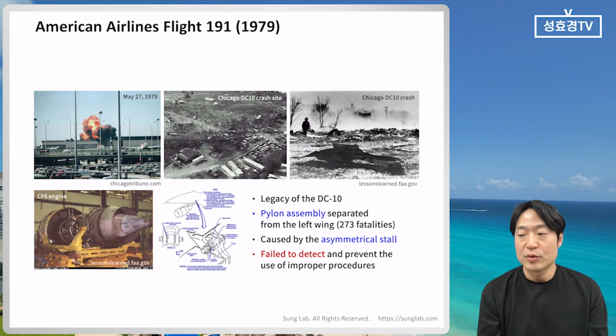Unfortunately, there were 273 fatalities, caused by an asymmetric stall. Asymmetrically, the wings had the problem. It is also important that they failed to detect and prevent it because of improper procedures. That is the point. We need to examine whether a crack has initiated and propagated or not. That kind of observation is very important, and we can understand that part.